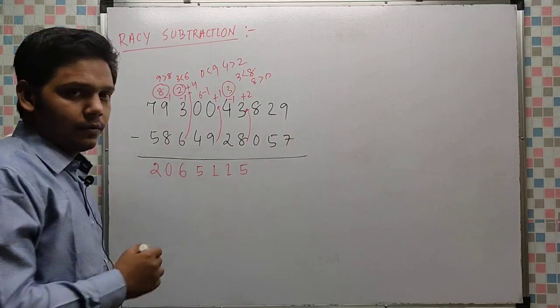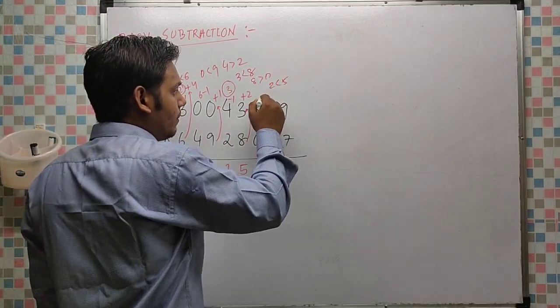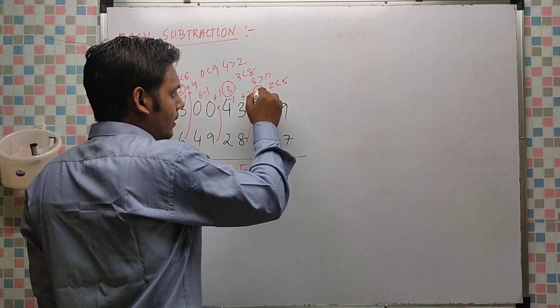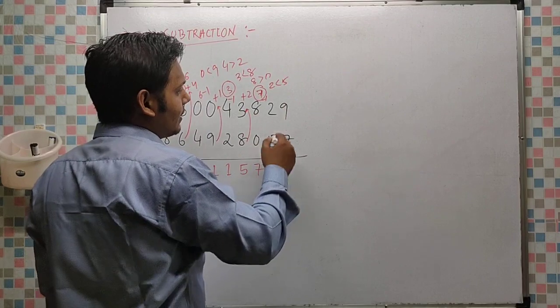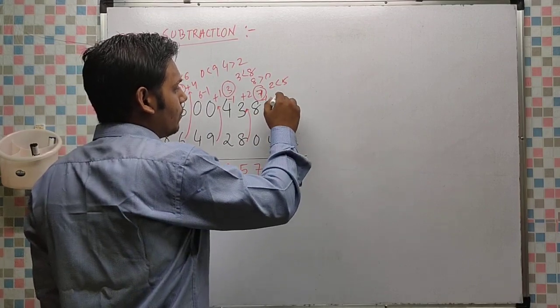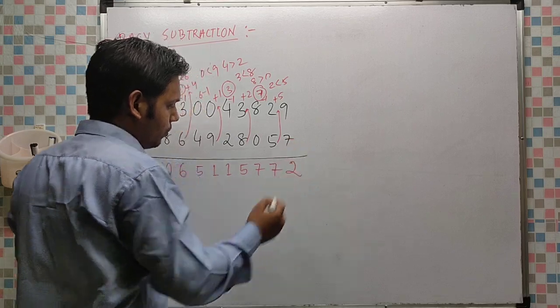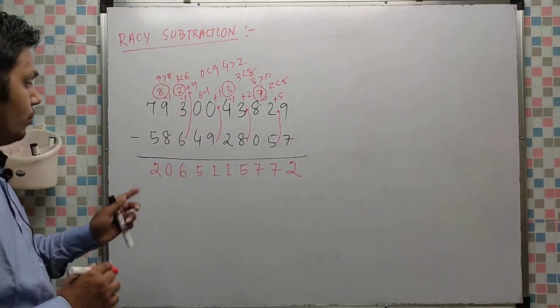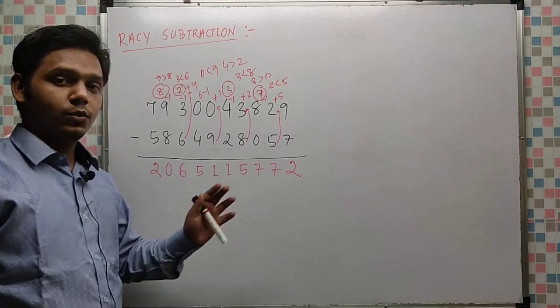2 is less than 5. Then what you have to do? Minus 1, that is 7. 7 minus 0, that is 7. 9 is greater than 7. So 5 complement directly you have to add. 2 plus 5, that is 7. And 9 minus 7, that is 2. Your answer is 2 0 6 5 11 5 7 2.